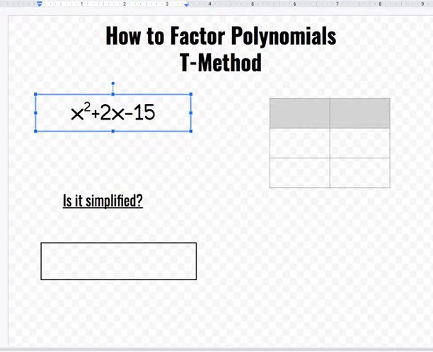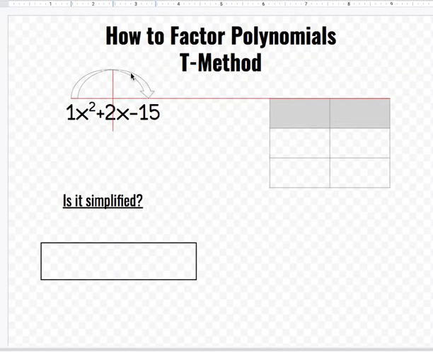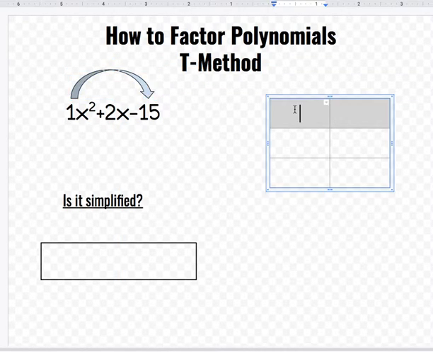So on this problem, we don't have a number in the front, so we are going to assume that in front of this x squared, we're going to have a number 1. The first step to solving any problem, or factoring any polynomial, is to multiply your first and your last number. So here we're going to multiply 1 times negative 15, which is going to give us negative 15.